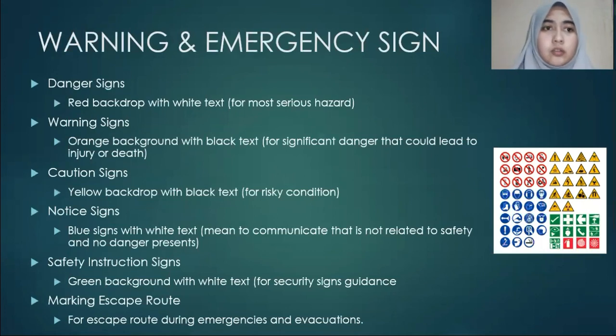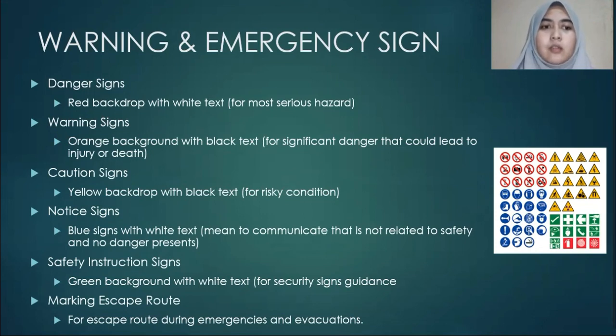Inside our trial, there are warning and emergency signs that we can see in the premises. First, the danger sign, with a red backdrop and white text, is for the most serious hazard. And the warning sign, with an orange background and black text, is for significant danger that could lead to injury or death. Next, the caution sign with a yellow backdrop and black text is for a risky condition.